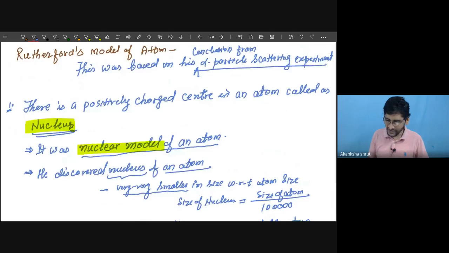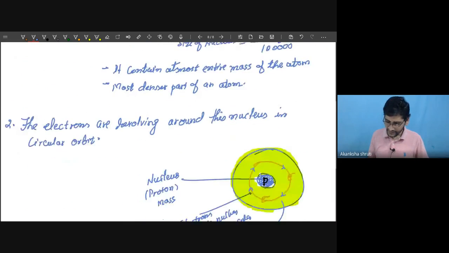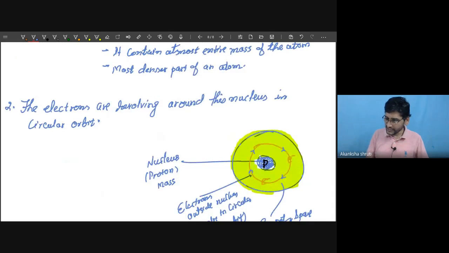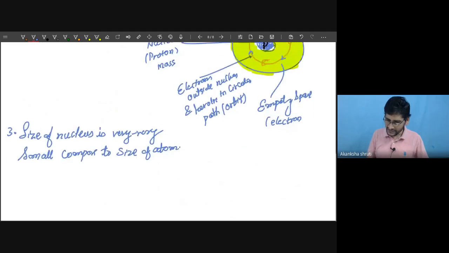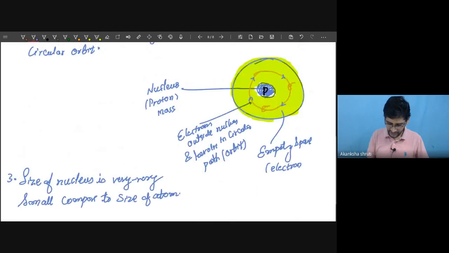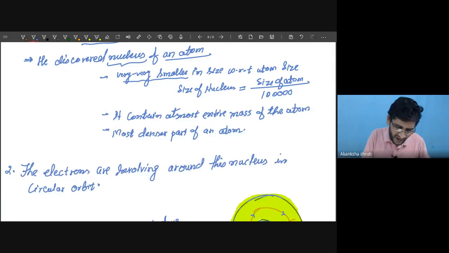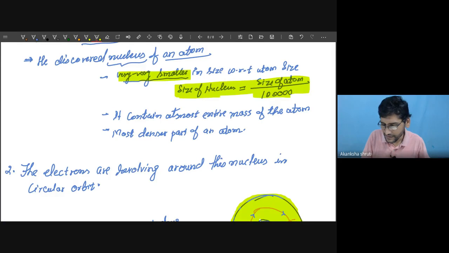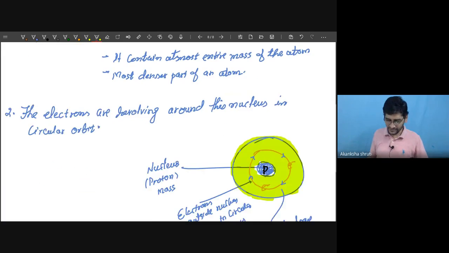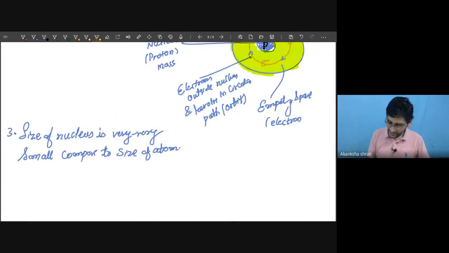The first was to propose the nuclear model. The region outside the nucleus but inside the atom was for the electrons, and the size of the nucleus is very small. I had already discussed this here. Very small size. The size is 10 to the power 5 times smaller than that of the atom.